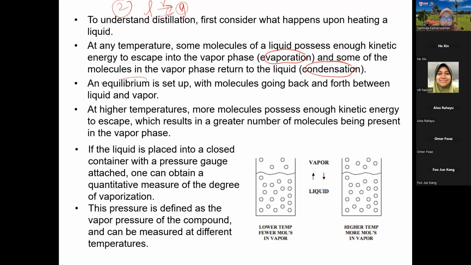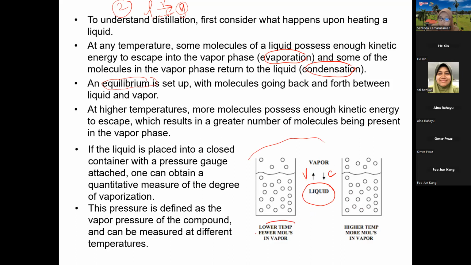At equilibrium, it means that when we set up a simple distillation, for example, and introduce temperature to the solution, it will undergo equilibrium between liquid and gas, or vapor in this case. As we can see here, this is the explanation. From this figure, we know that the liquid goes to vapor and vapor goes back to liquid. This one is vaporization, and this one is condensation.